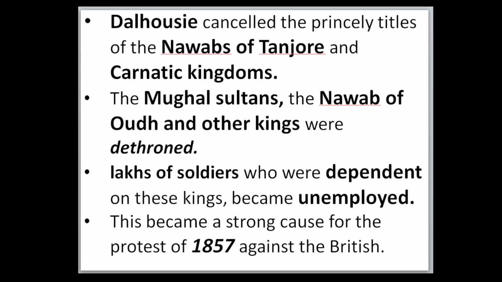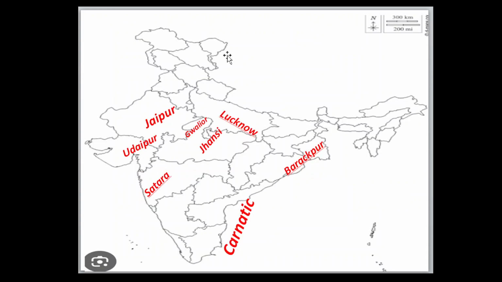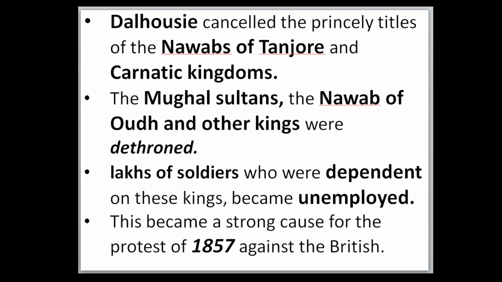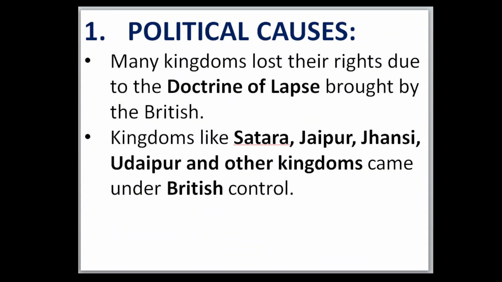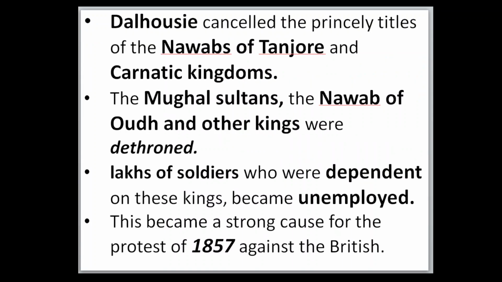Who? The Mughal Sultans and the Nawab of Oudh and other kingdoms. Oudh means Uttar Pradesh. Now come to the lakhs of soldiers who were dependent on these kingdoms, meaning Satara, Udaipur, Jhansi, and then Tanjavur, Carnatic, Oudh and the Mughals. These soldiers were dependent on them.